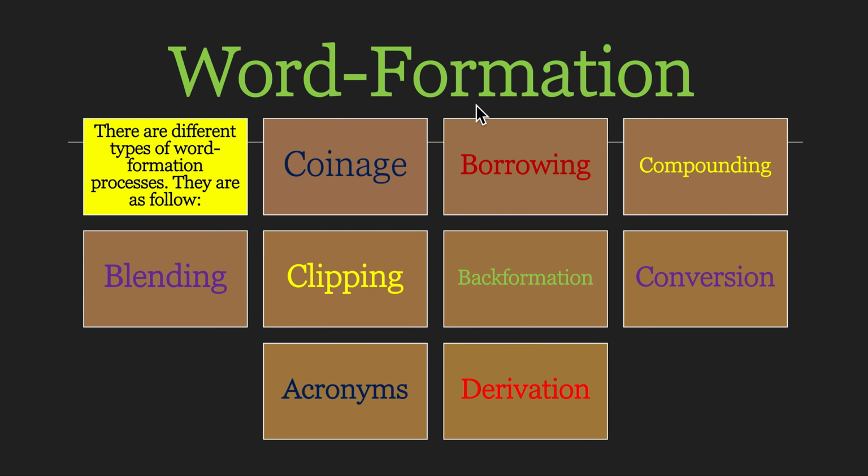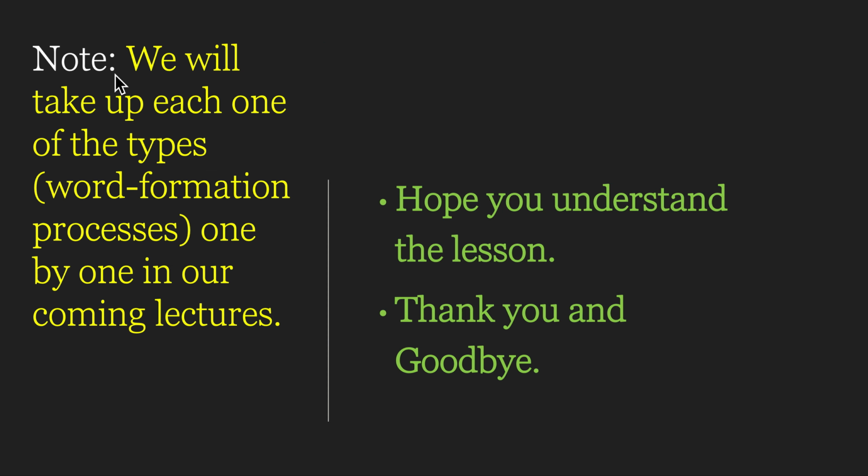There are different types of word formation processes. They are as follows: coinage, borrowing, compounding, blending, clipping, back formation, conversion, acronyms, derivation. Note: we will take up each one of the types of word formation processes one by one in our coming lectures.